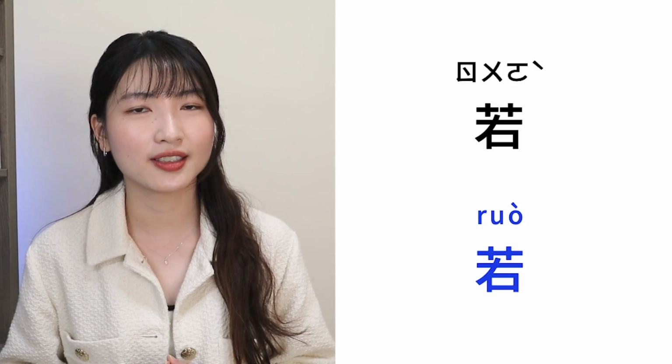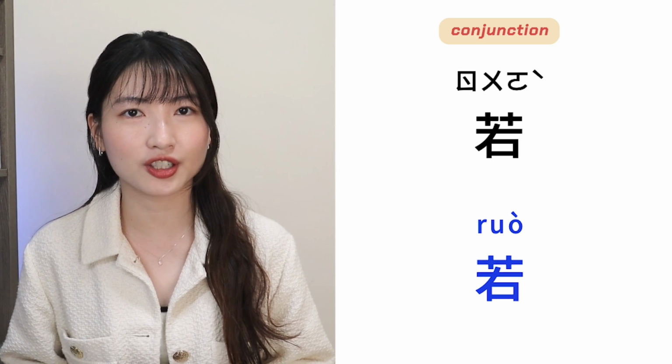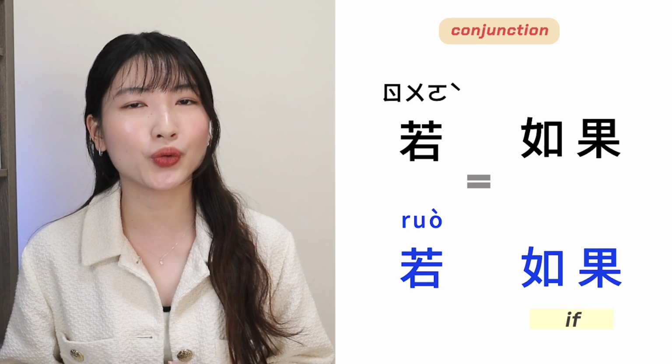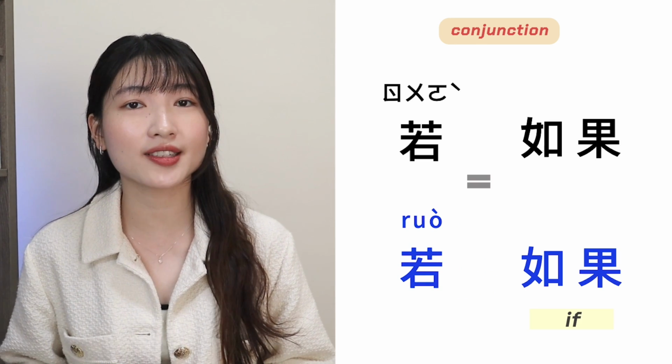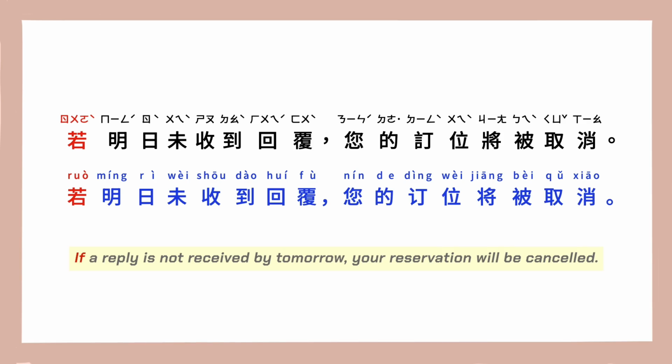Now let's move on to the last word for today. 若 in formal writing is often used as a conjunction, expressing the meaning of 如果. It can be placed at the beginning of a sentence or after a subject. For example, 若明日未收到回复，您的订位将被取消。If a reply is not received by tomorrow, your reservation will be cancelled.